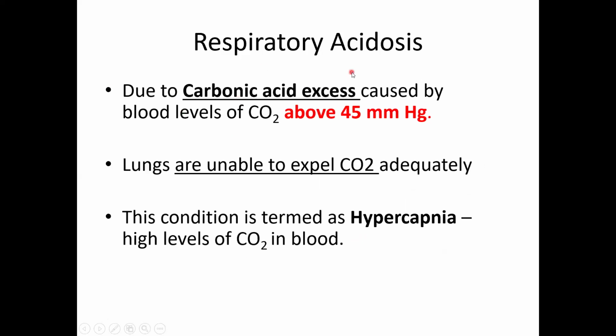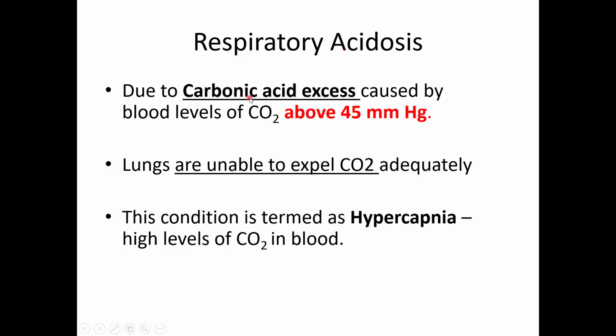Respiratory acidosis, as we discussed, is due to carbonic acid excess. When more and more carbonic acid is formed inside the blood, and the partial pressure of carbon dioxide reaches above 45 millimeter of mercury, because in the normal ABG range, we discussed that the normal range is up to 45 millimeter of mercury. But if the level of carbon dioxide reaches above 45, then it is said to be respiratory acidosis.